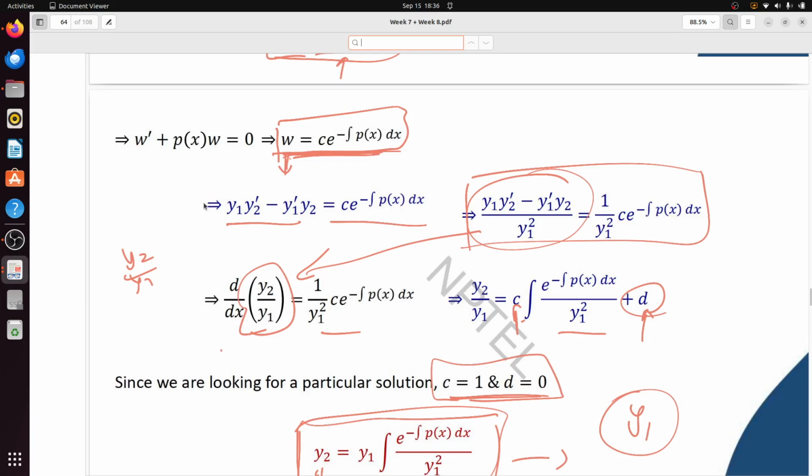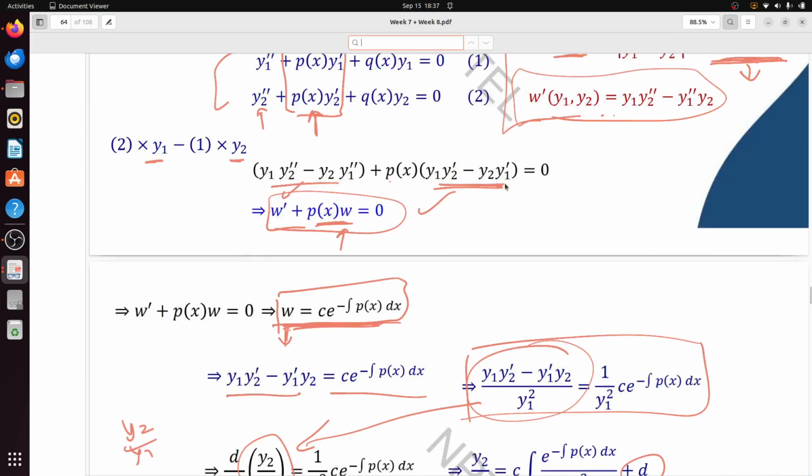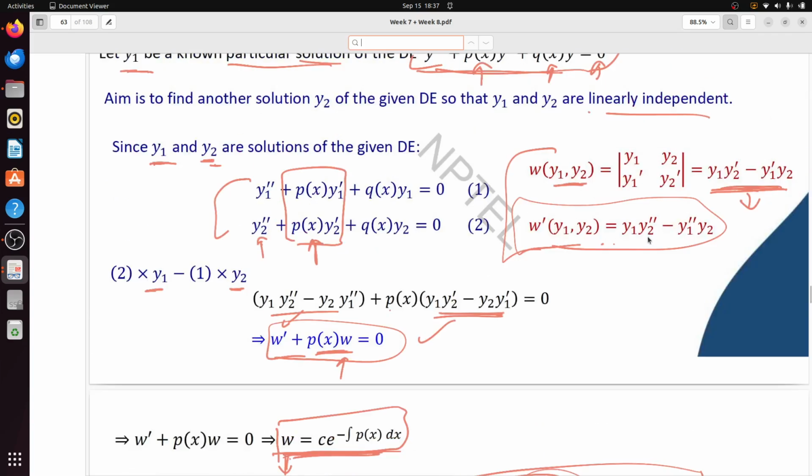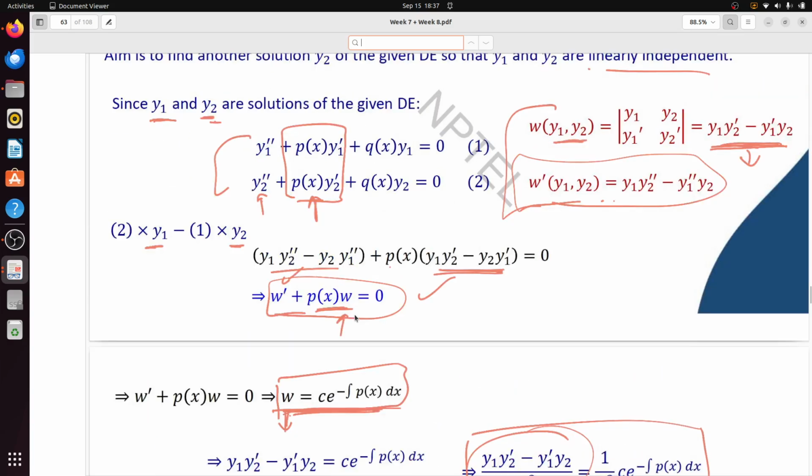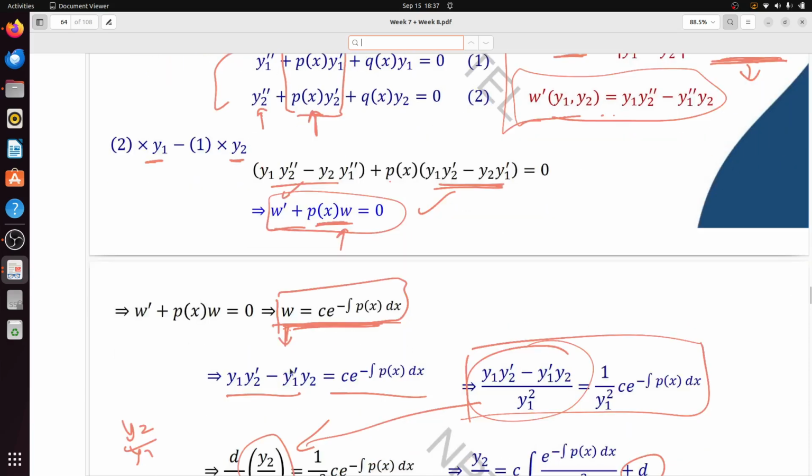So what we got is dW/dx + p(x) W = 0. So what will our W be? Our W is C e^(-∫p(x) dx). Now this W is actually our Wronskian. So if you expand the Wronskian, you get y1 y2' minus y1' y2.